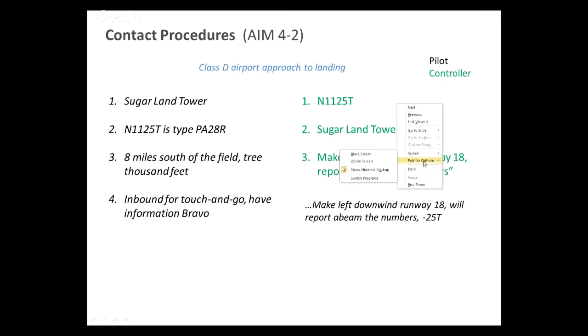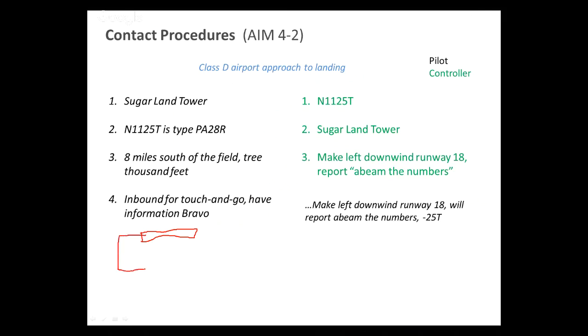So abeam the numbers is a position in the traffic pattern. Say, here's my runway right here. And here's my traffic pattern. And we will talk about traffic patterns in the next session. But here's a traffic pattern around a runway, and let's call this runway 18, just like the example. The downwind leg is this leg right here.